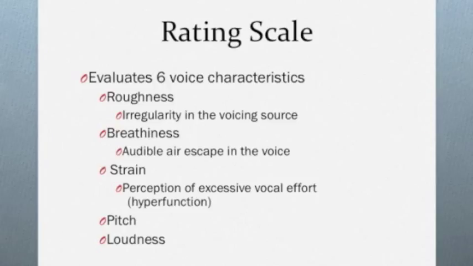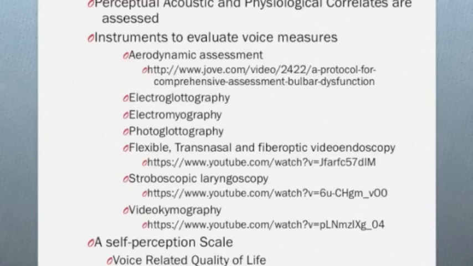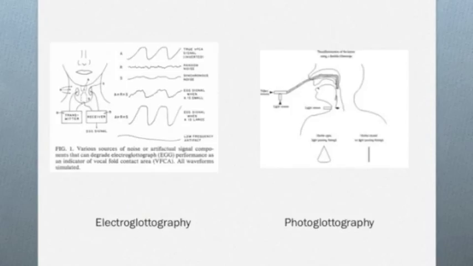Then the clinician uses a rating scale that evaluates 6 voice characteristics, such as roughness, described as the irregularity in the voice source, breathiness, the audible air escape in the voice, strain, the vocal effort, the pitch, and the loudness of the client. This is an example of a rating scale. The perceptual, acoustic, and physiological correlates are also evaluated. Instruments to evaluate the voice measures are aerodynamic assessment, electroglottography, electromyography, photoglottography, and others. These are images of an electroglottography and photoglottography.